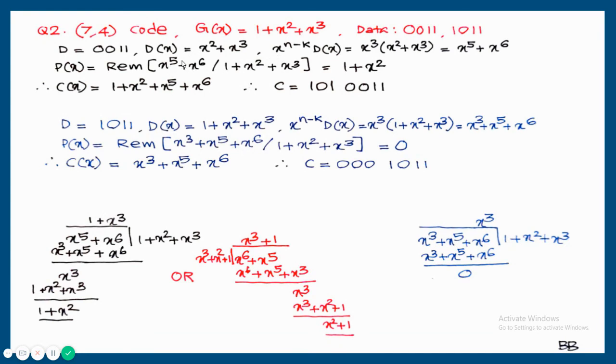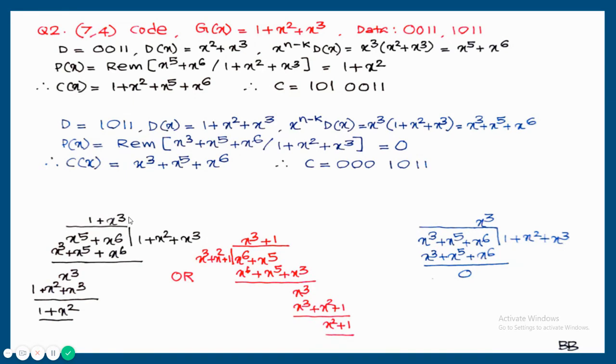That x raised to 5 plus x raised to 6 should be divided by 1 plus x square plus x cube. That's the given generator polynomial. So that division I am showing here, x raised to 5 plus x raised to 6 divided by 1 plus x square plus x cube. This is the MSB, that should be cancelled. So write first x cube. X cube into x cube, x raised to 6, x cube into x square, x raised to 5, x cube into 1, x cube. So the remainder is addition 0, remainder x cube. So we cannot stop the division here.